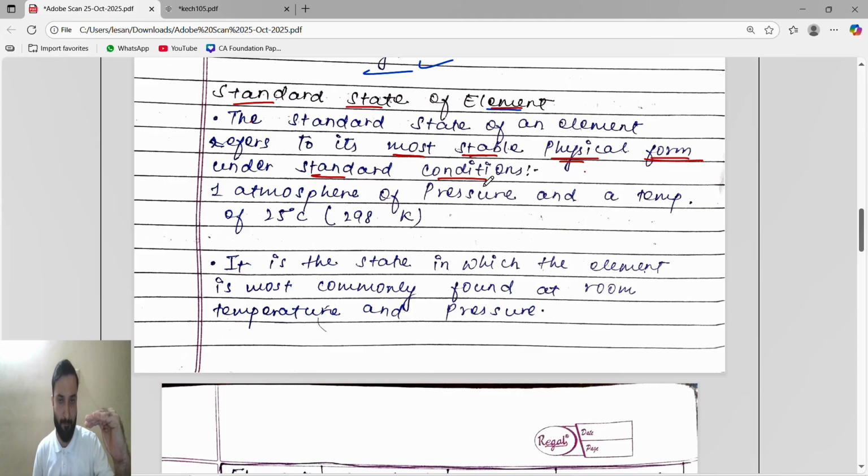Yeah, I want my pookie partner standard, so we have to maintain the standard. Everything should be in the standard condition.